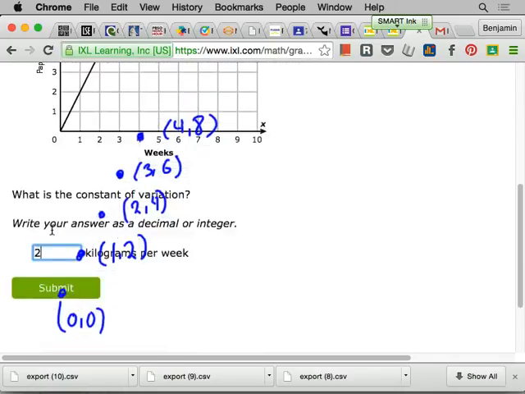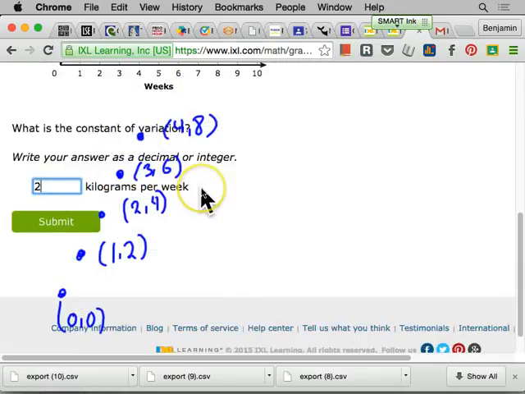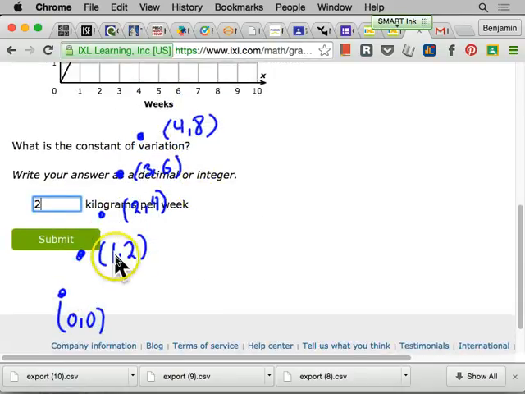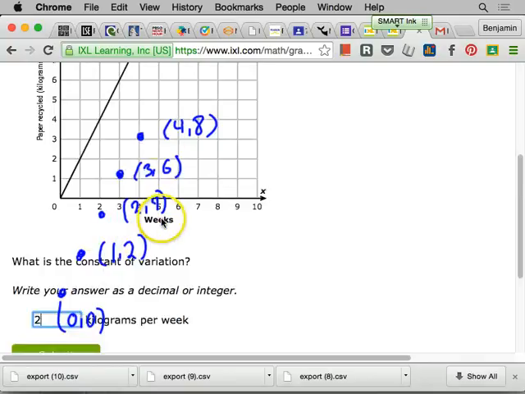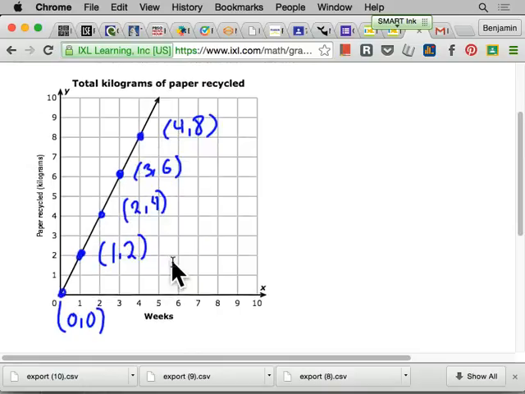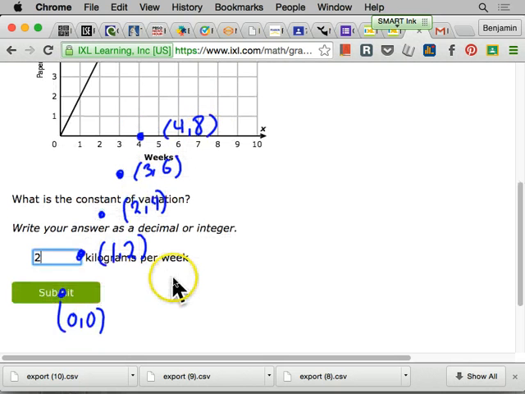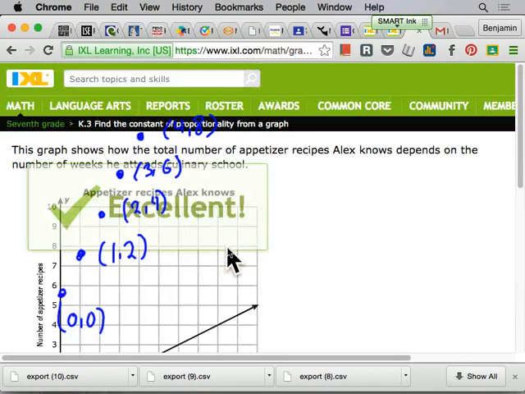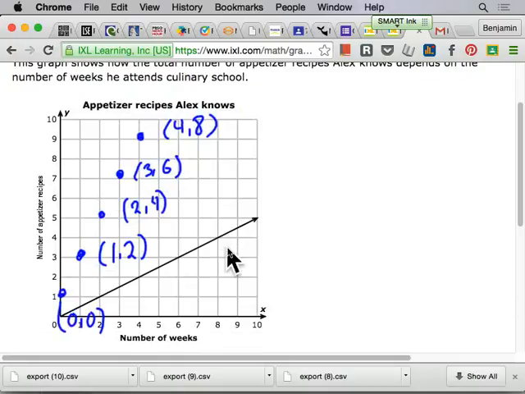Well, IXL helps you out, and it tells you 2 kilograms per week. So look here: week 1, 2 kilograms, week 2, 4 kilograms, week 3, 6 kilograms. And so what do all of these points actually mean in context? This point right here means after 4 weeks, we've recycled 8 kilograms of paper. Okay, so let's hit enter. I'm going to erase all of these dots, and we're going to try another one.